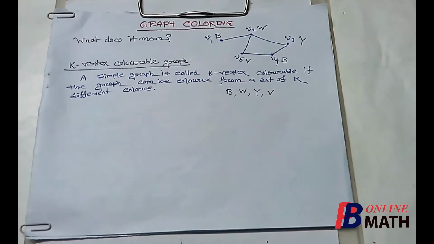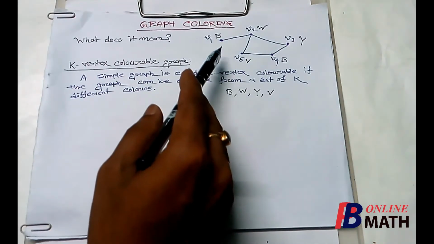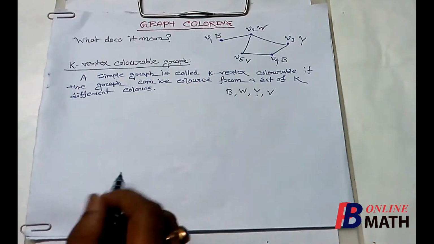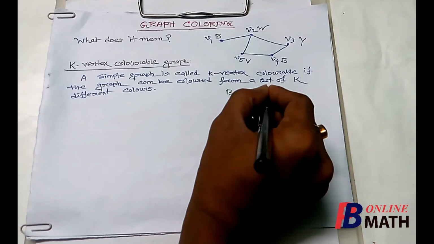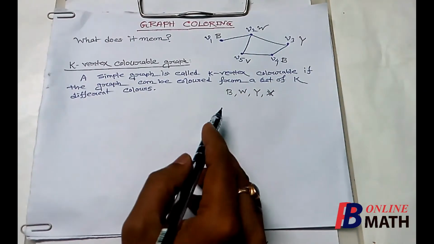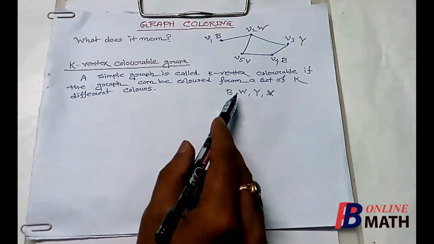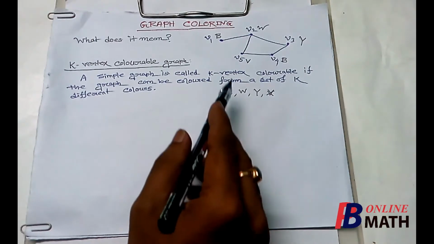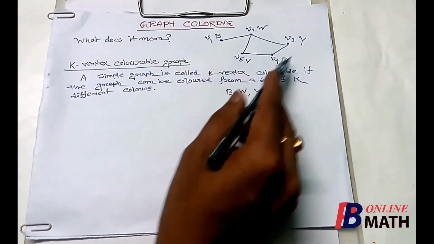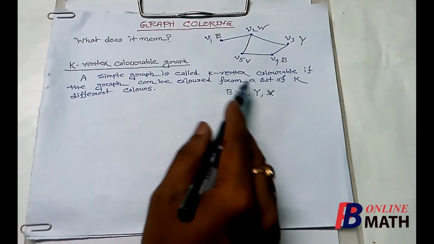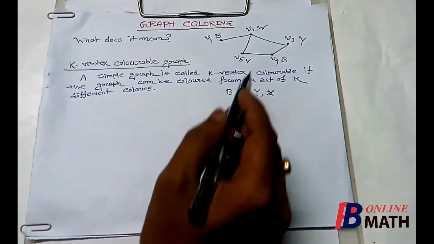So remember that a graph is called k vertex colorable if we can color the graph by using k different colors. Now the next question is, can we color this graph with only 3 colors? Suppose this violet color is not given. We have been given only 3 colors: blue, white and yellow. Now the question is, can we color this graph by only these 3 colors? So let us check.